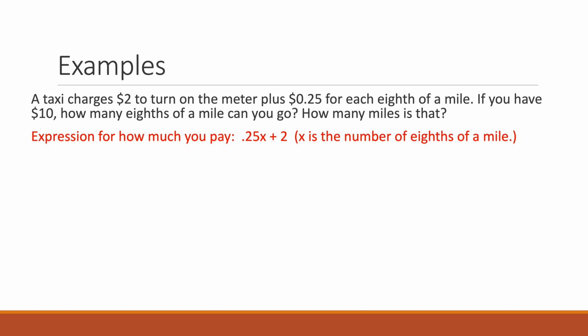So, the expression for how much you pay is 0.25x plus 2. Excuse me, I always sneeze in twos. Nice, powerful sneezes. So, the expression for how much you pay is $0.25, or 25 cents, for each eighth of a mile. So that's 0.25x, where x is the number of eighths of a mile, and then plus 2, because you get $2 to turn it on.